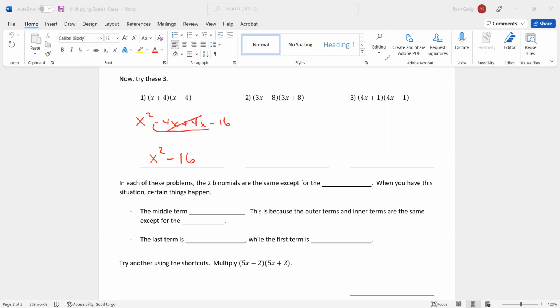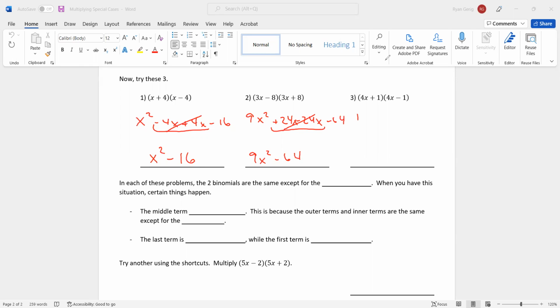Next one, 3x times 3x is 9x squared. 3x times 8 is 24x. Negative 8 times 3x is negative 24x. Negative 8 times 8 is negative 64. What happens? Those make 0, and I'm left with 9x squared minus 64.